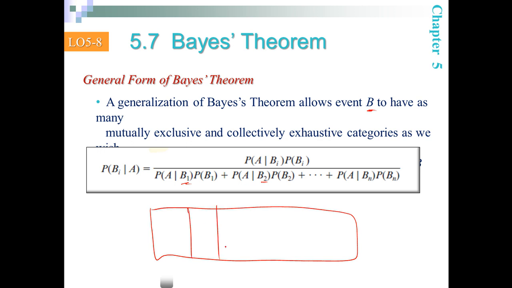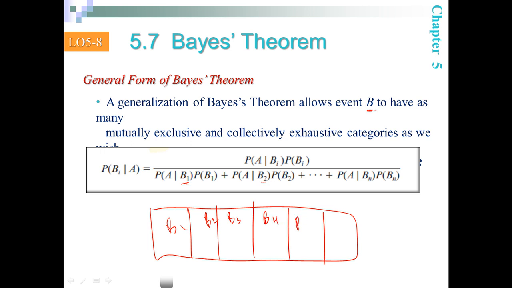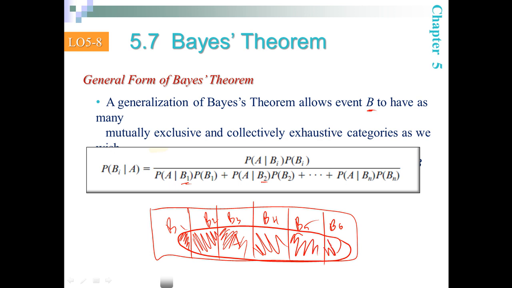If we have B1, B2, B3, B4, B5, and B6, and we say here's the event A, then I can write A as just the union of the intersection of A with B1, the intersection of A with B2, B3, B4, B5, and B6.